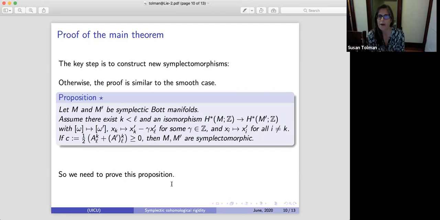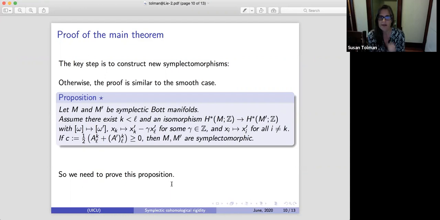So let M and M prime be symplectic Bott manifolds, and assume that we have some K less than L, and an isomorphism from the cohomology ring of M to the cohomology ring of M prime that takes omega to omega prime. That's the standard thing. But now I need some very specific additional property: I need this isomorphism to take x_k to x_k prime minus gamma x_l prime for some gamma in Z, and x_i to x_i prime for all i not equal to k. So it's a special class of isomorphisms.